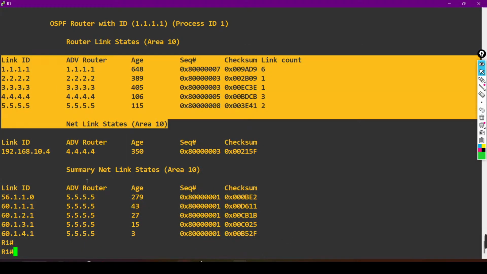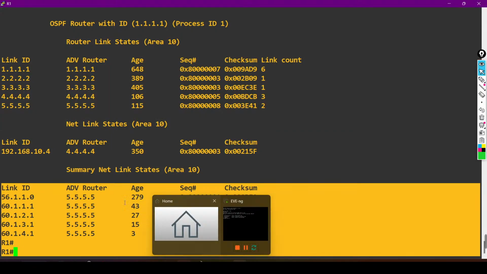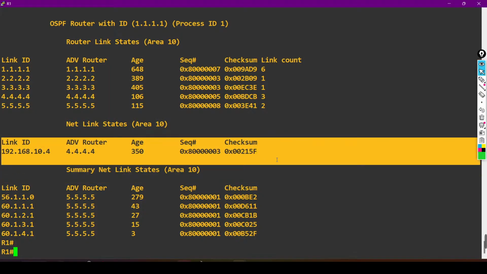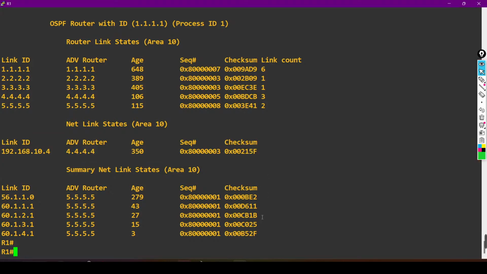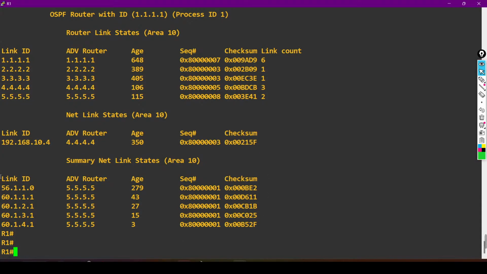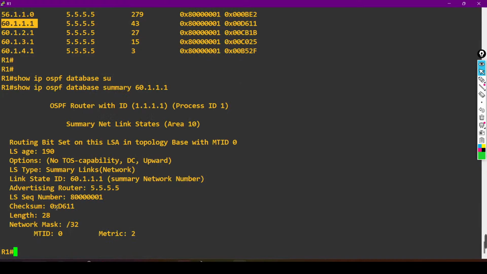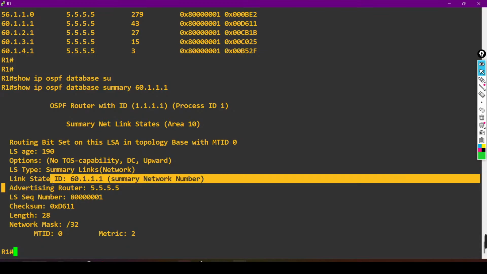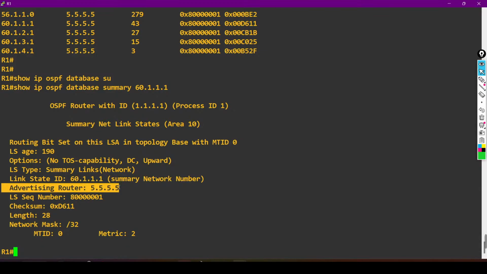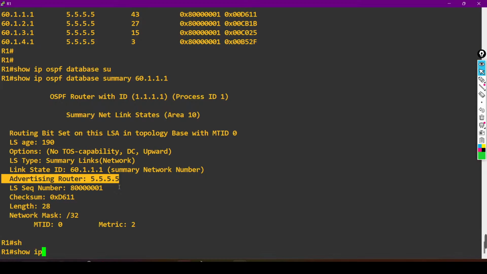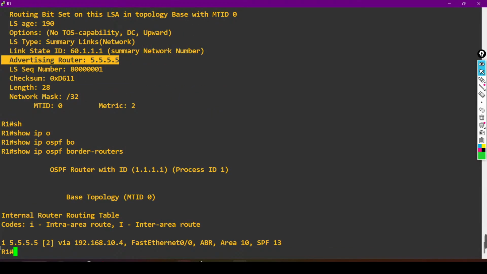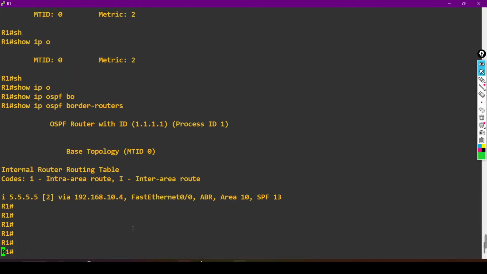LSA 1 and LSA 3 are used to share prefix information and LSA 2 is used to share the information about the attached network. If you want to open this LSA, suppose 60.1.1.1, in detail, what can I do? IP OSPF database summary LSA 60.1.1.1. You can see the detailed information. Who is generating it? Advertising router ID is 5.5.5.5. So 5.5.5.5 is my ABR. So IP OSPF border-routers. Here also you can see 5.5.5.5 is my ABR.